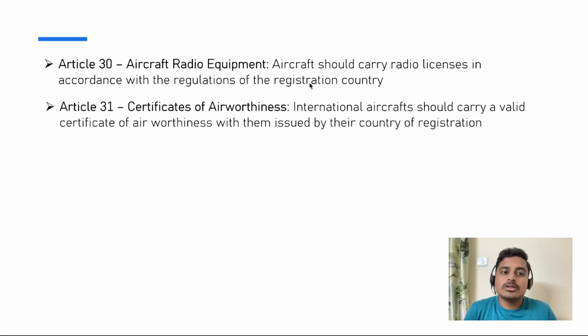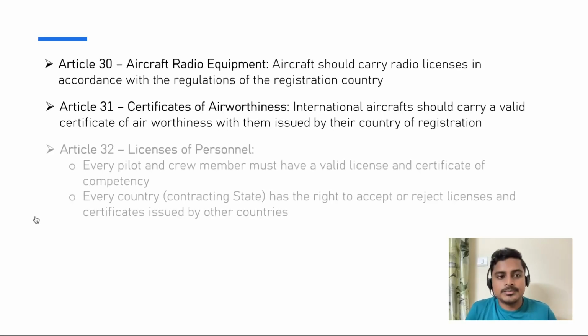Article 31 talks about certificates of airworthiness. We saw a sample of the certificate of airworthiness. All international aircraft should carry a valid certificate of airworthiness with them, issued by the country of registration.